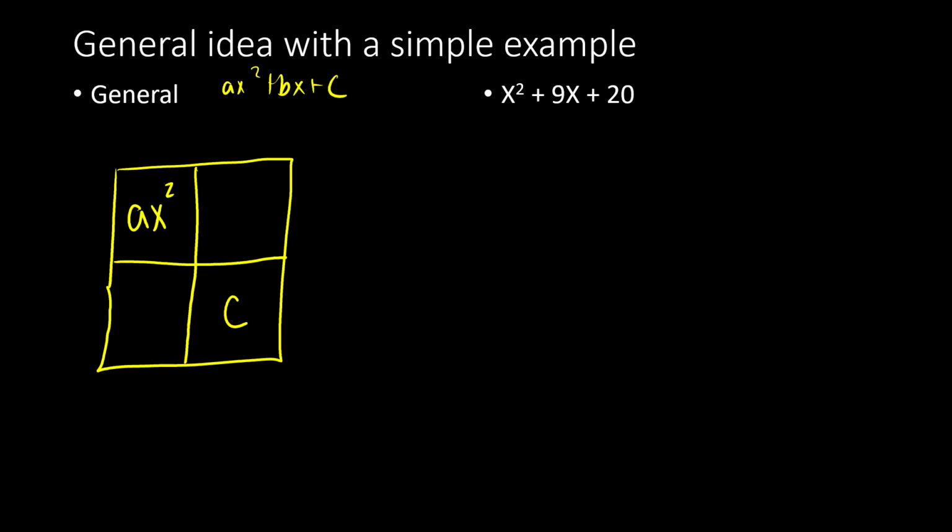Now, because this is an area model, the way we arrive at the ax squared is by multiplying the base times the height of that particular rectangle. And if you're doing it with the tiles, it'll actually be true to the area.